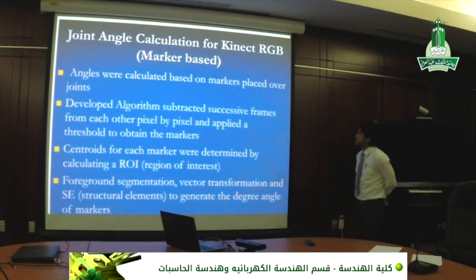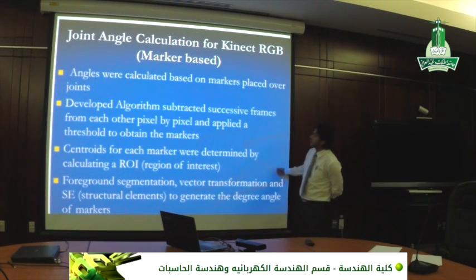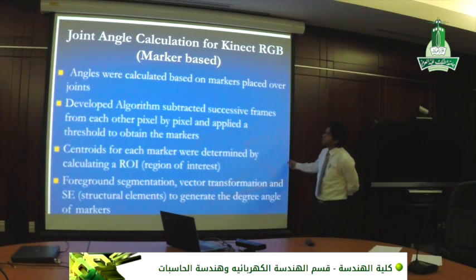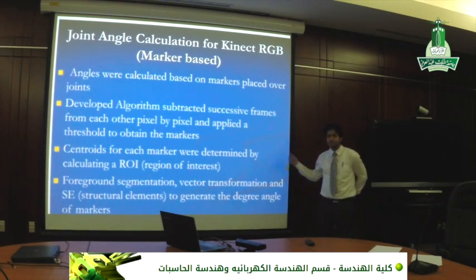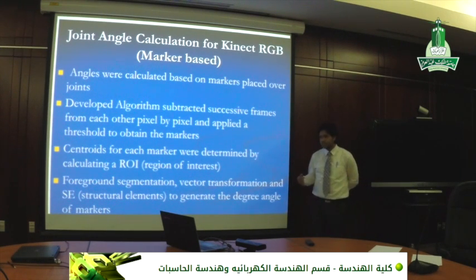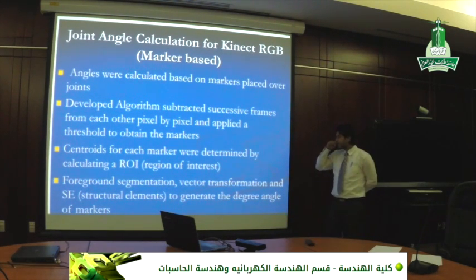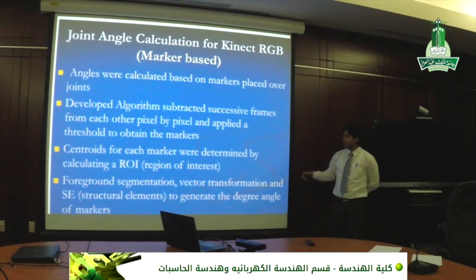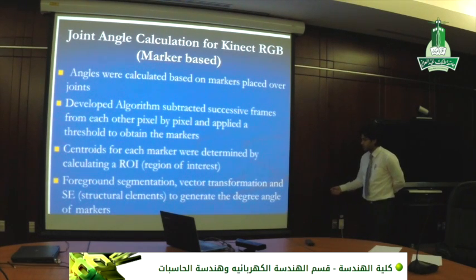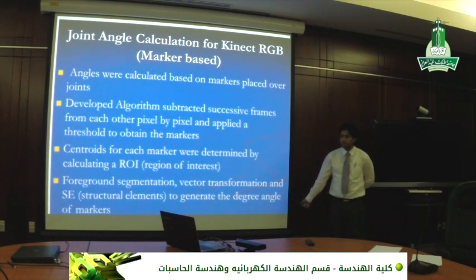For the marker-based system, we used MATLAB to get the values. Angles were calculated based on markers placed over the joints. The developed algorithm subtracted successive frames from each other, pixel by pixel, and a threshold was applied to obtain the markers. The centroid for each marker was determined by calculating the region of interest. Foreground segmentation, vector transformation, and structural elements were used to generate the information for markers.